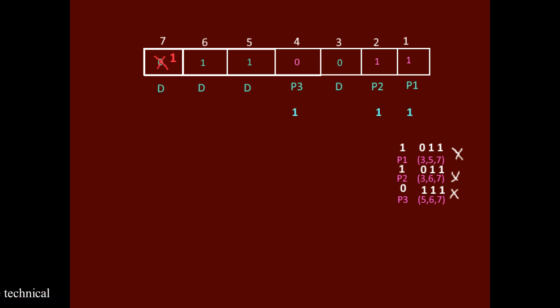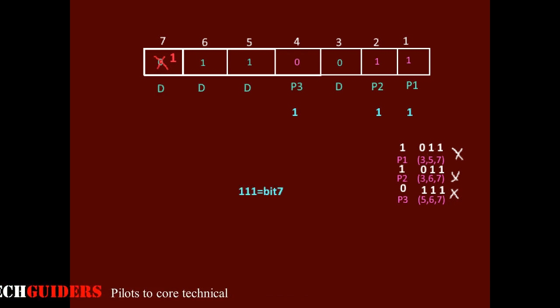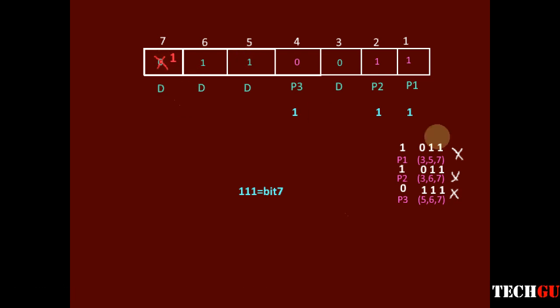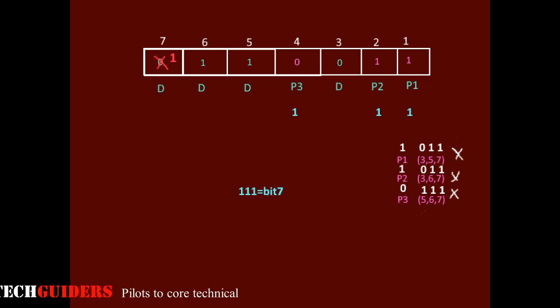P3 is wrong, set it to 1. P2 is wrong, set it to 1. And P1 is wrong, set it to 1. Thus it corresponds to the combination 1, 1, 1, bit 7. It means bit 7 is corrupted. So we can see if bit 7 is corrupted, all the parities go wrong because bit 7 is the one which is common to all the collections.